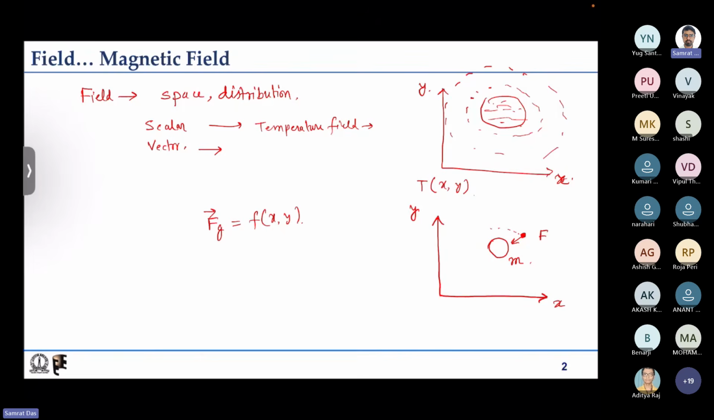So I was talking about gravitational force and its field. So the first example is gravitational force, the distribution of gravitational force at different points. Here you understand, at every point there will be certain magnitude to it and there will be certain direction to it. Another example can be electric field.